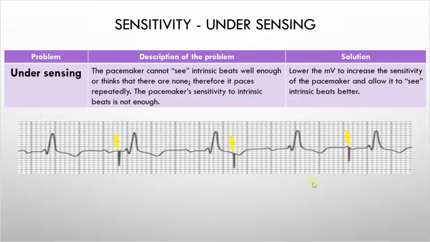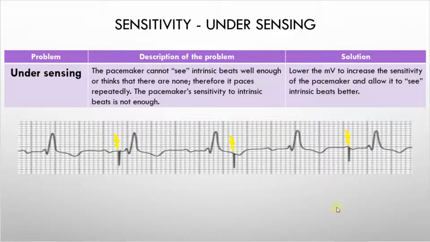This is an example of how undersensing looks. As you can see over here, the pacemaker fires randomly anywhere in the ECG. In this example, the pacemaker fires right before the QRS. In here, it fires right on the T. Here it fires right on the P.